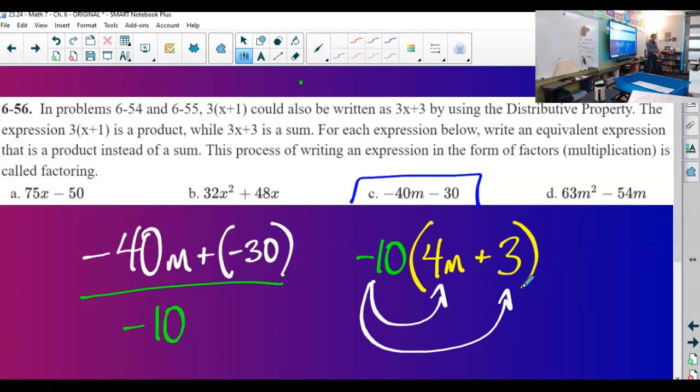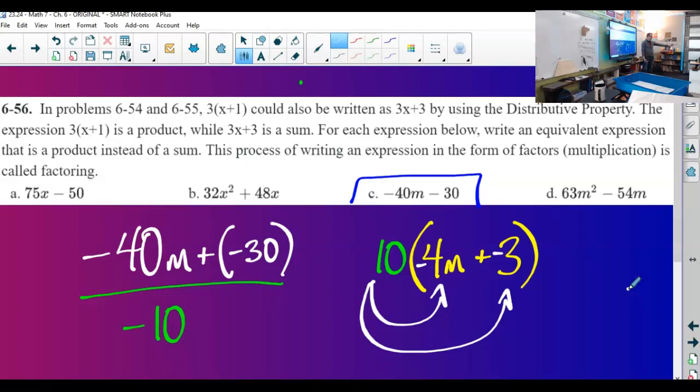Questions? Yes. Would it work if you just did 10 times negative 4M and then negative 3? Would that work too? You tell me. 10 times negative 4M, does it get negative 40M? 10 times negative 3, does it get negative 30? Yep, so that would work also.